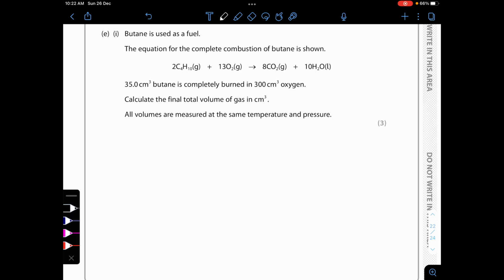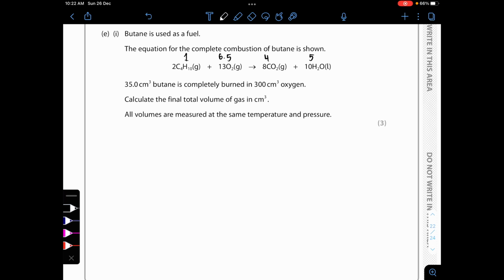So this is butane used as the fuel. The equation for complete combustion is shown below. 35 cm³ of butane is completely burned in 300 cm³ of oxygen. Calculate the final total volume of gas at the same temperature and pressure. First, let's simplify this. So this would be 1, this would be 6.5, this would be 4, and this would be 5.